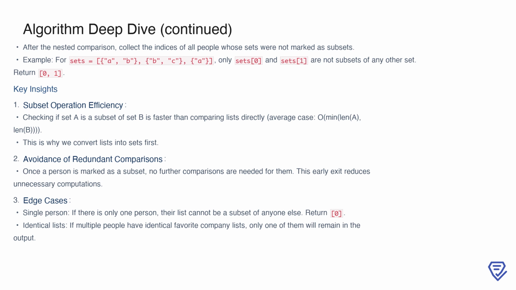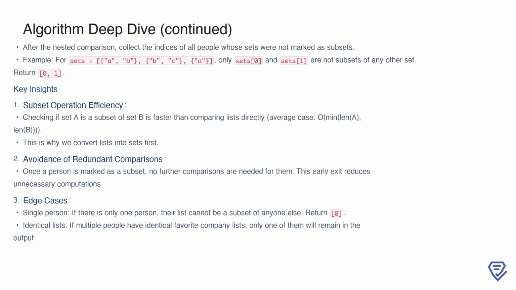First, subset operations using sets are significantly more efficient than comparing lists. The average time complexity for a subset check is proportional to the smaller of the two sets being compared, which is much faster than comparing entire lists element by element. Second, the algorithm avoids redundant comparisons by breaking out of the inner loop as soon as we determine that a person's list is a subset.